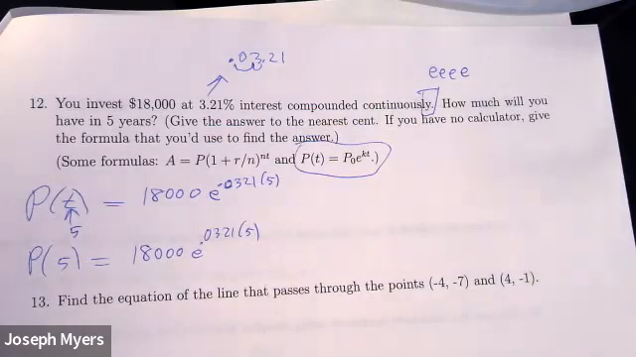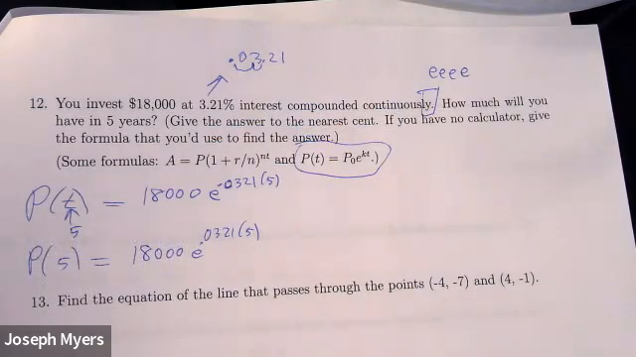So 5 times 0.0321 is how much? If you don't have a calculator, you can just leave the answer like this. So basically, since I don't have one, I'm just going to leave it like this. Although I do feel like it's a challenge, though. Do you think we can figure this out in my head?